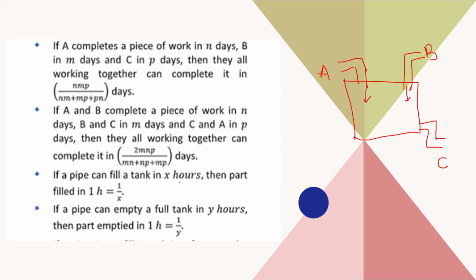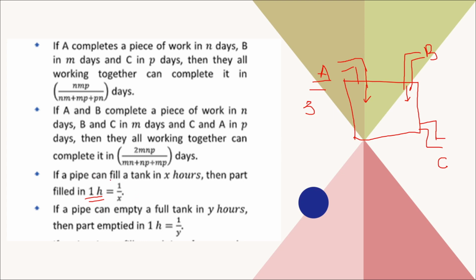A pipe can fill a tank in X hours. Okay, now here though I have given multiple things, that is two inputs and one output, but this example they have given for only one pipe, so we'll just consider this example A. If a pipe can fill the tank in X hours, say suppose A requires 3 hours to fill the tank or 5 hours to fill the tank, then how much part of the tank is being filled in 1 hour? Okay, obviously it will be 1 upon X. Clear?